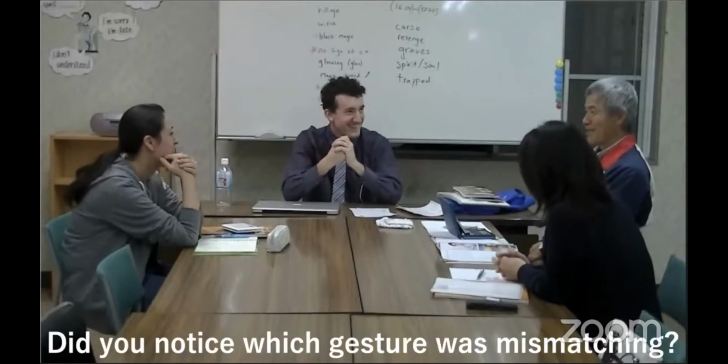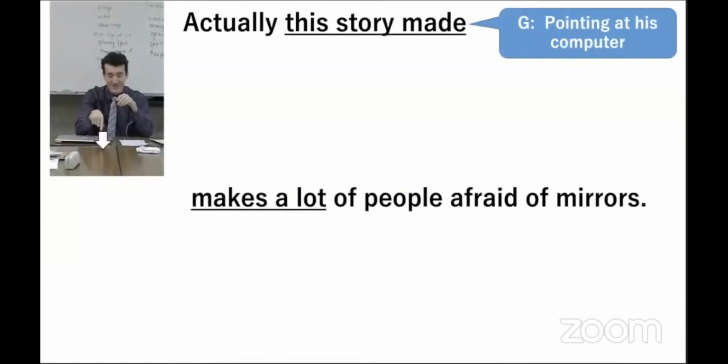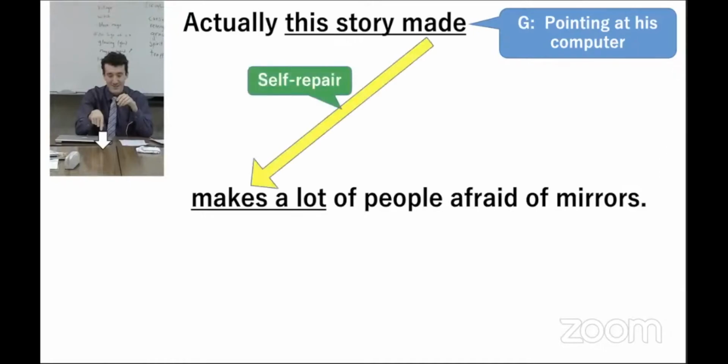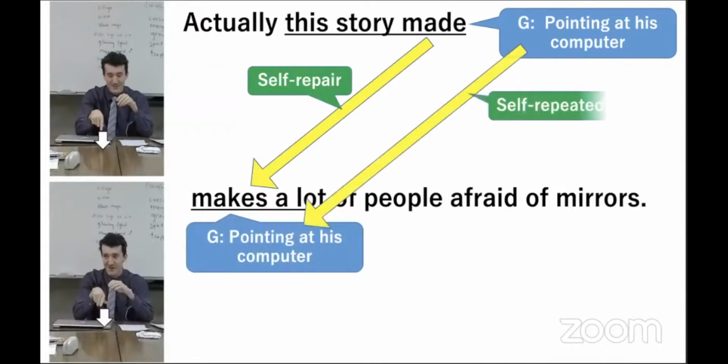Okay, so did you notice it? Let me explain which one is mismatching and why. He said, "actually, this story made," and he points at his computer downward, and then he says "makes a lot of people afraid of mirror." When he said "made," it was a mistake because it should have been present tense. He self-repaired the verb.